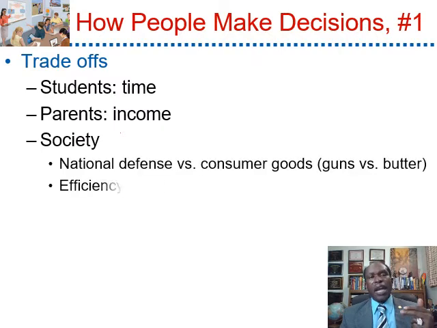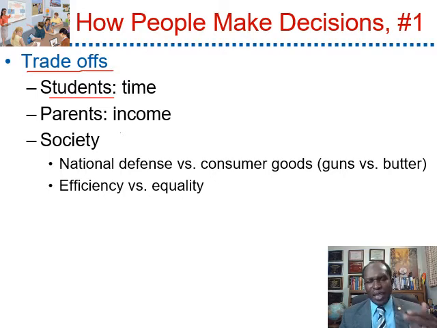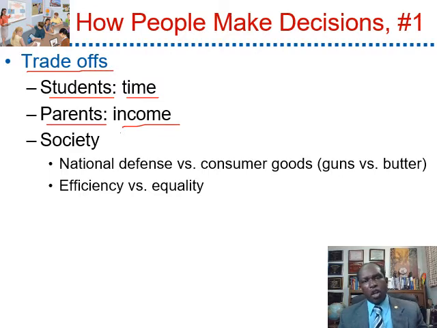Let's now give some examples of a trade-off. The concept of trade-off can be applied to students when allocating the most valuable resource, which is time. Students can allocate their time to study for this class, economics, versus studying for other classes, or sleeping, eating, or going to work, for instance. Parents can also use the family income to buy food, clothing, or take a vacation, or pay the college tuition for the kid, for instance.